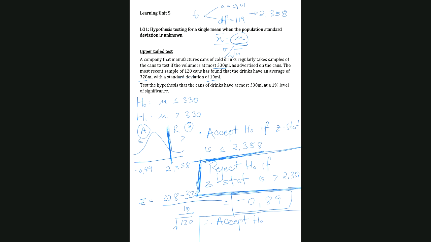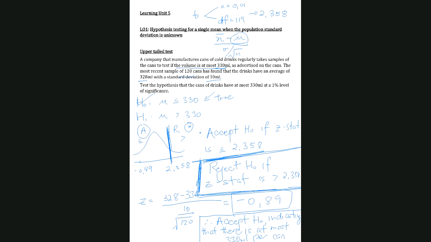So you can say therefore we do not reject the null hypothesis, and this indicates that if we're saying that we accept the null, we're saying that this is true, which means that what they were saying about the volume being at most 330 ml was actually true. So this indicates that there is at most 330 mLs per can.